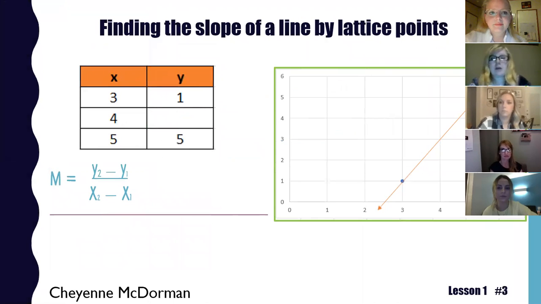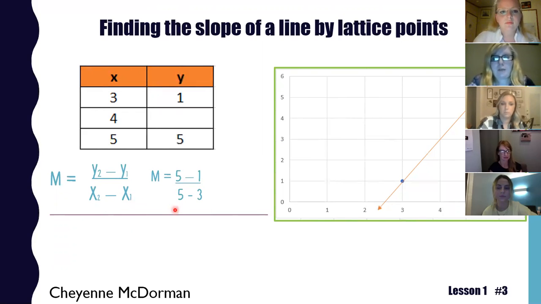In this problem, we're going to be talking about the slope. And the formula we're going to be using is y2 minus y1 over x2 minus x1. So the function that we are looking at goes up 4 and over 2. So when we're plugging in to find the slope, it's going to be 5 minus 1 over 5 minus 3, which will give us 4 over 2, which will give us a slope of 2.